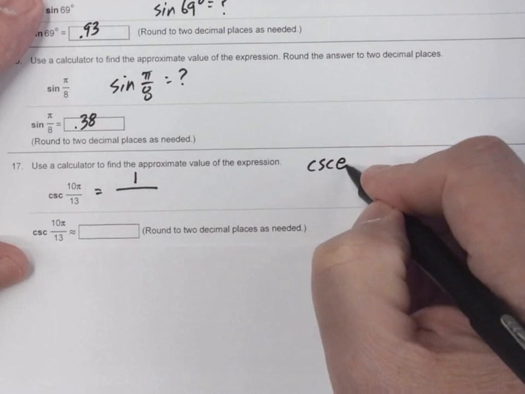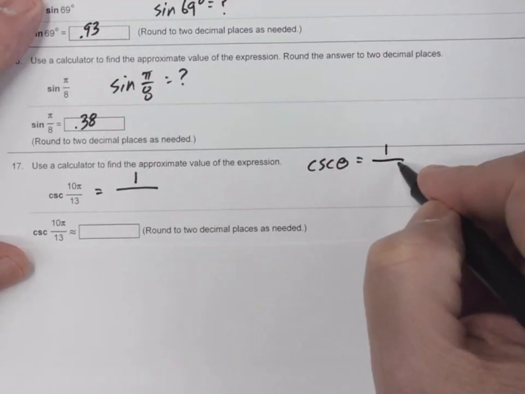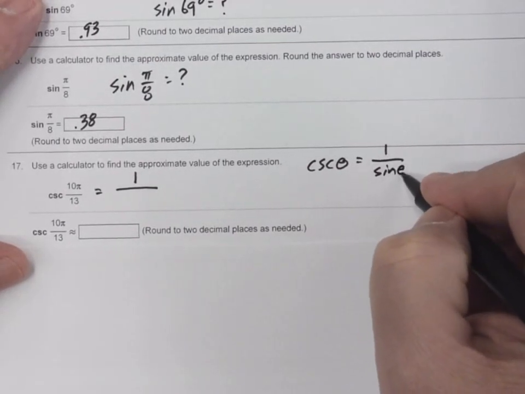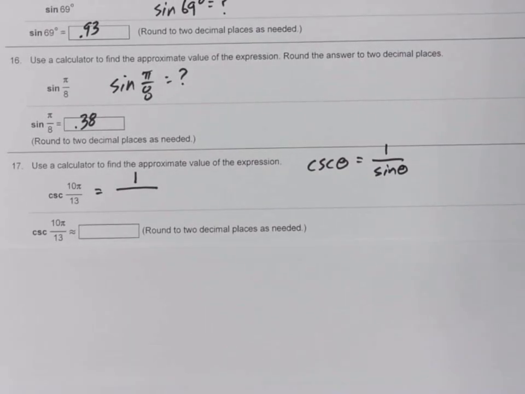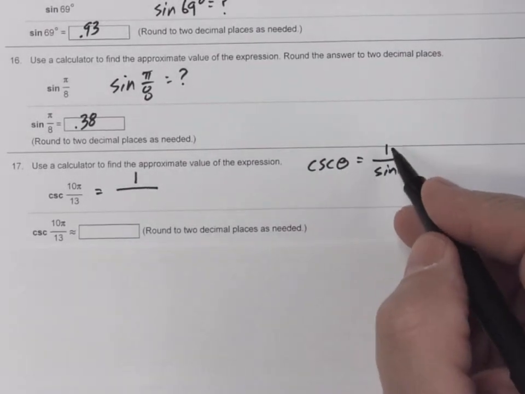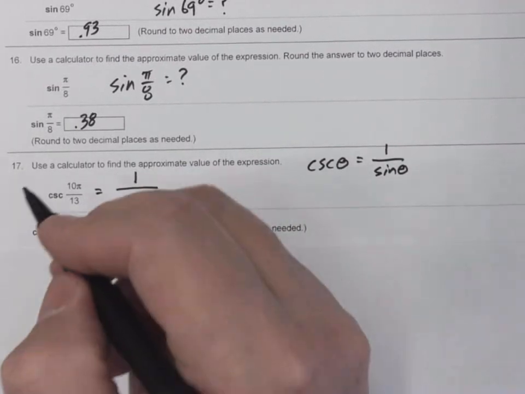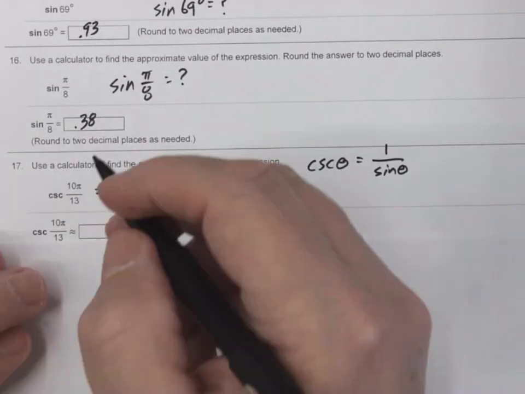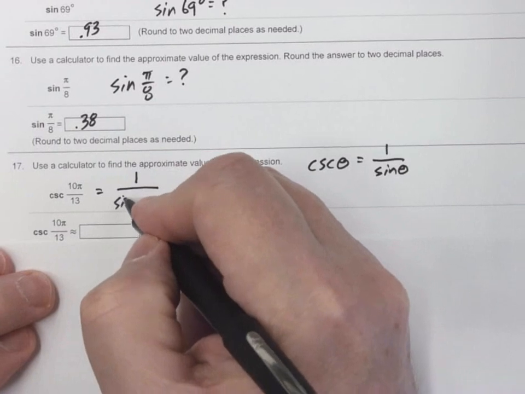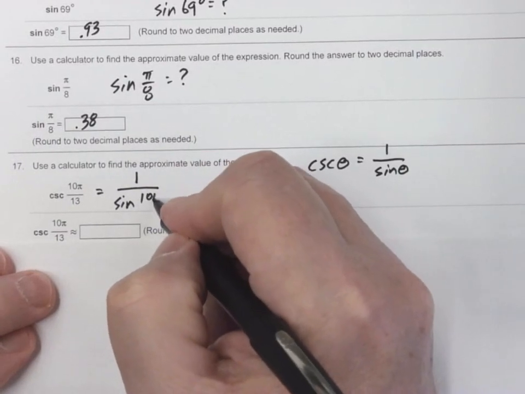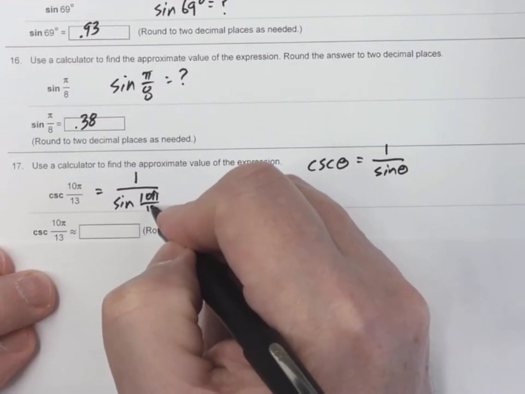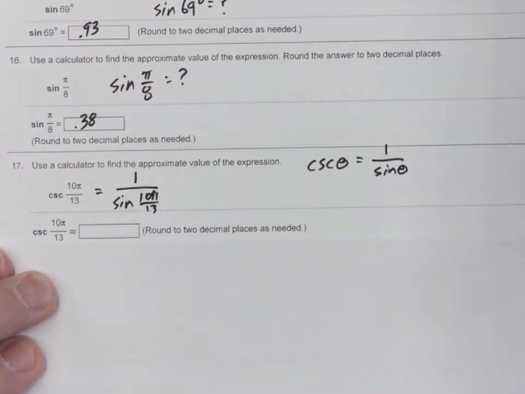If I have the cosecant of an angle, that's the same thing as 1 over the sine of the angle. So cosecant of theta equals 1 over sine of theta. Here my angle is this. This is the same thing as the sine of 10 pi over 13.